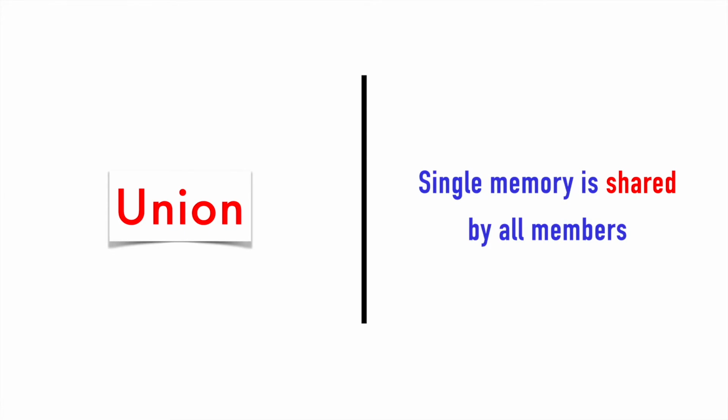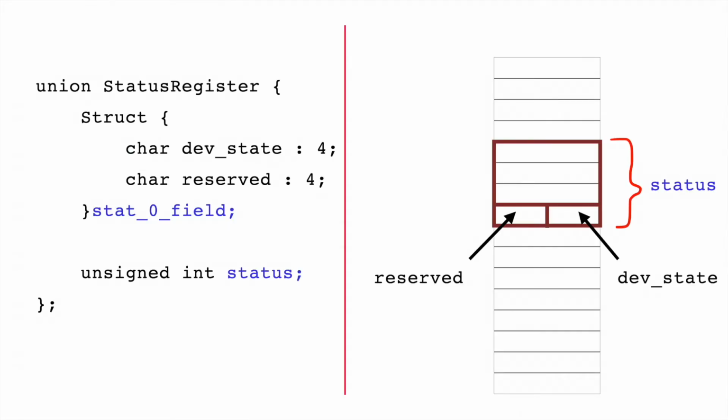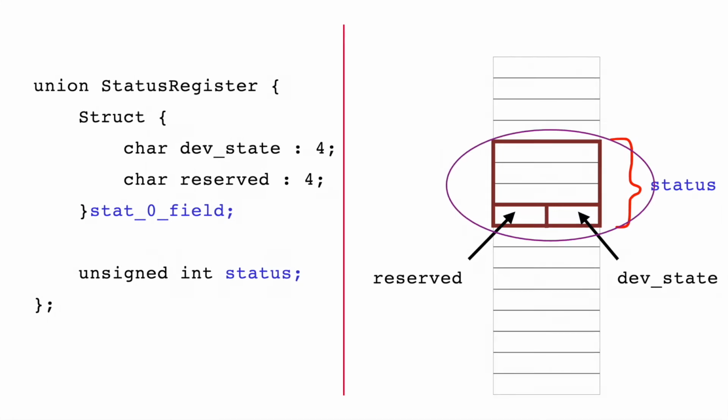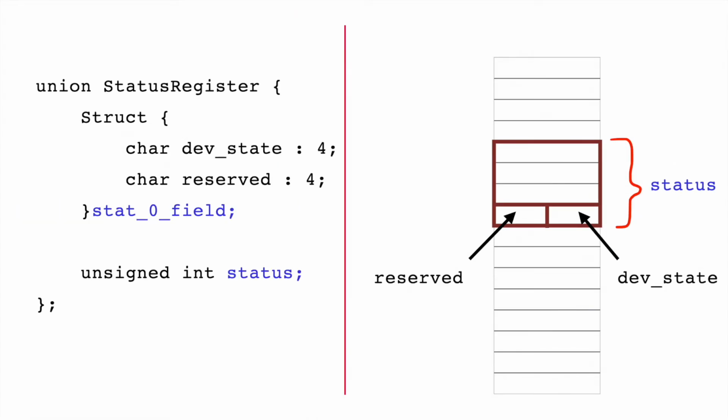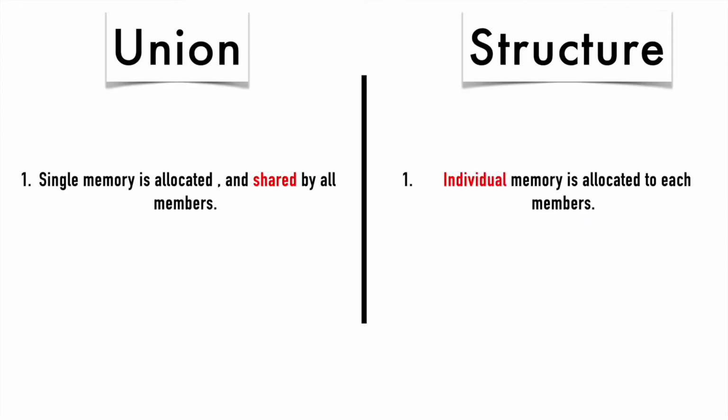And, as per the union memory allocation concept, a single memory is shared by all of its members. In this union, two members are there. First one, stat0 field of 1 byte, and status is of 4 bytes. So, 4 bytes of memory would be allocated to this union, and this memory will be shared by both members. So, the first main difference is, single memory is allocated to a union, which is shared by all of its members, and for a structure, individual memory is allocated to each member.